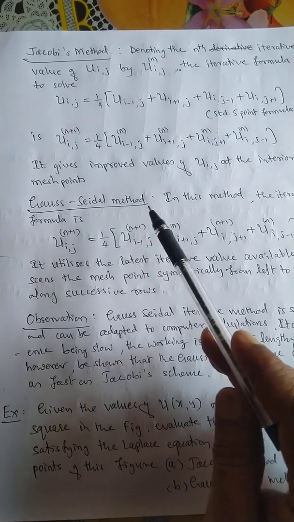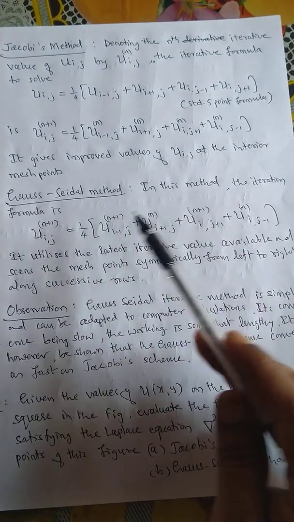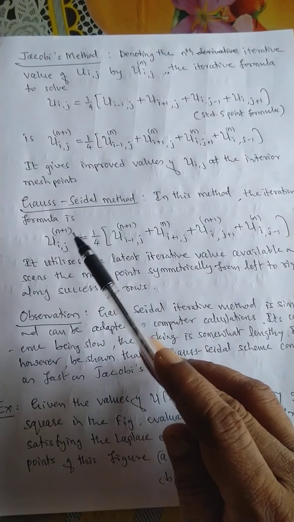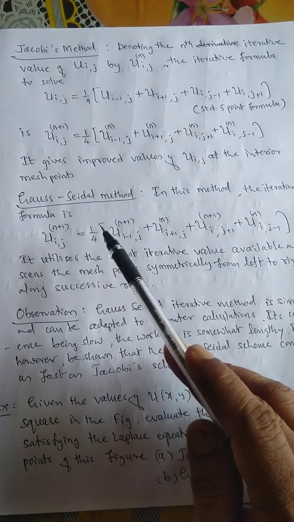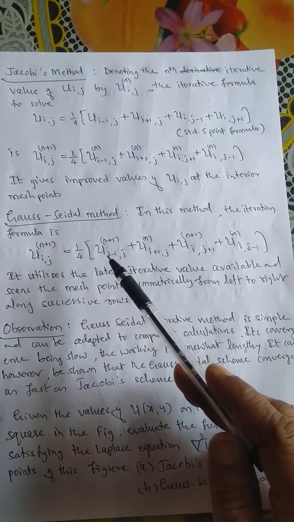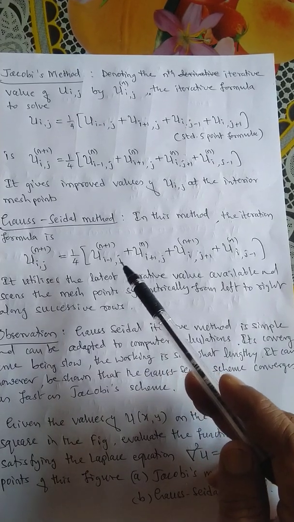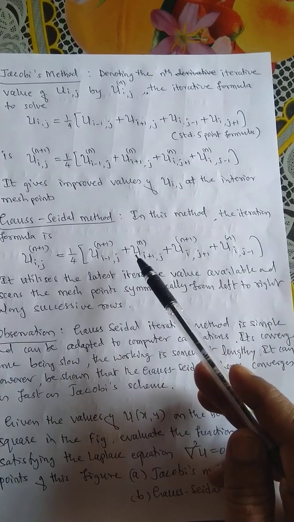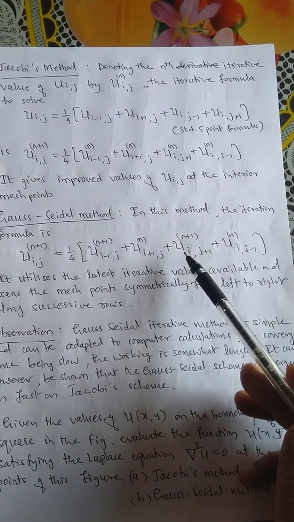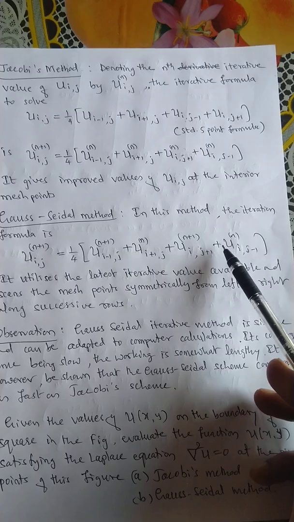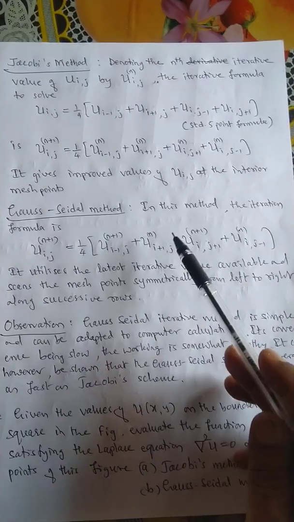Gauss-Seidel method. In this method the iteration formula is: the n plus 1th iterative of u i,j is equal to 1 by 4 of the n plus 1th iterative of u i minus 1,j plus the nth iterative of u i plus 1,j plus the n plus 1th iterative of u i,j plus 1 plus the nth iterative of u i,j minus 1.